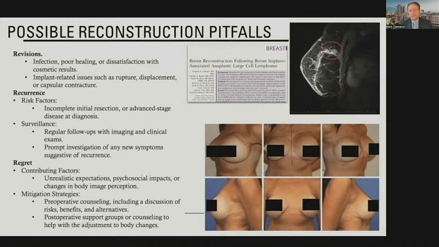We also think that it's important, whether reconstruction is performed or not, that surveillance is in place to be able to do regular follow-ups, usually on a 6-month or 12-month basis, for any patients that have been diagnosed with the disease. And I just want to acknowledge that some patients can develop regret after getting reconstruction.